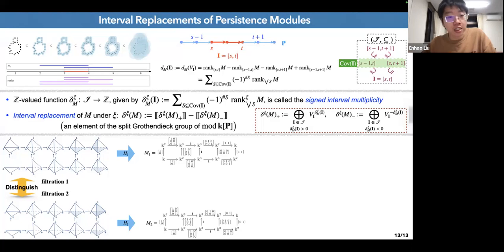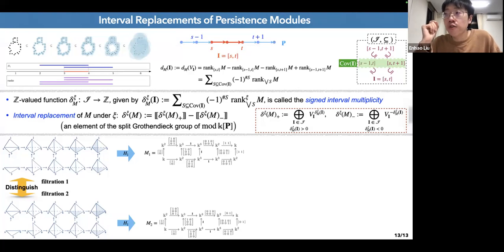So here in this slide, it's just a delta MCI, right? So it's just an alternating sum. You can forget many notations, but it's just an alternating sum of the interval rank invariant or compression multiplicity invariant. But the point here is, the sign interval multiplicity, this number can be negative. So it means it is not really the multiplicity of interval I.